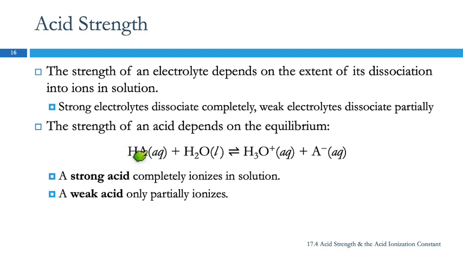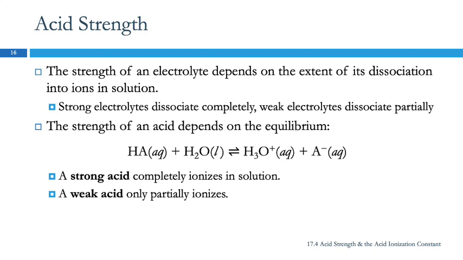So here, this hydrogen ion can be donated to the water. So here we have an acid and a base, and then we form the conjugate acid and the conjugate base. So A minus is the conjugate base of this acid. So a strong acid will completely ionize, which means that it would go completely in the forward direction. All of the molecules will ionize, whereas a weak acid only ionizes partially.